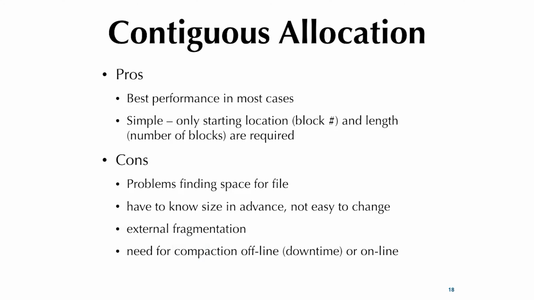So for contiguous allocation, you use it almost like an array, right? It's best performance in most cases. Why? Because assuming you have such a file, you want to do random access. Well, calculate the starting address and the offset, a lot like how you do memory. But the problem there is just how do you find contiguous space that big, right?